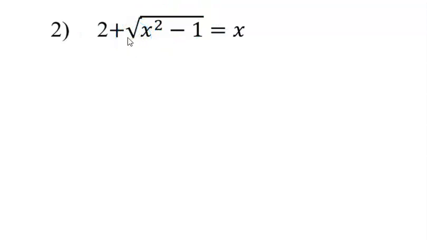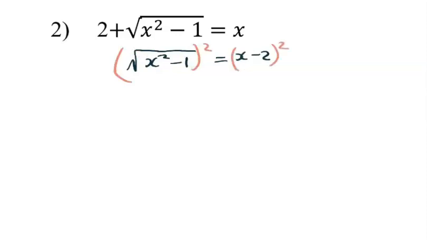So first of all we isolate the square root of x squared minus 1 on the left hand side by subtracting 2 from both sides, so we get x minus 2 on the right hand side. Now we can just square both sides. Remember that square root is the same as to the power of a half, so the square and the square root cancel each other. So on the left hand side we have x squared minus 1. On the right hand side we have a trinomial, so we get x squared minus 4x plus 4.